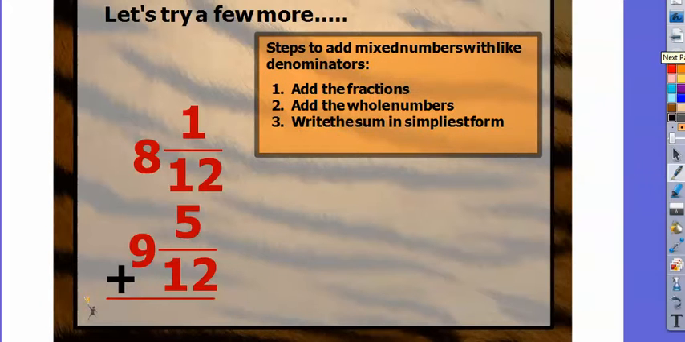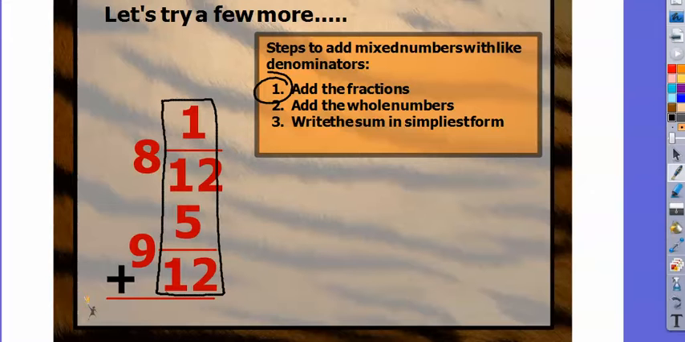So my answer is 5 and 5/11ths. We can do this again. I'm going to take a peek at this one. What if I had 8 and 1/12 plus 9 and 5/12? I know my 12s are going to stay the same. So first thing I'm going to do, add the fractions. Since the denominators are both 12, I just bring down the 12. And then 5 and 1 are 6.